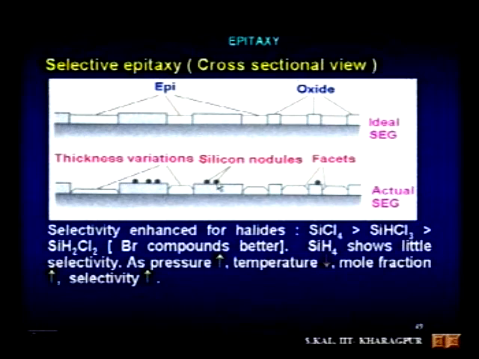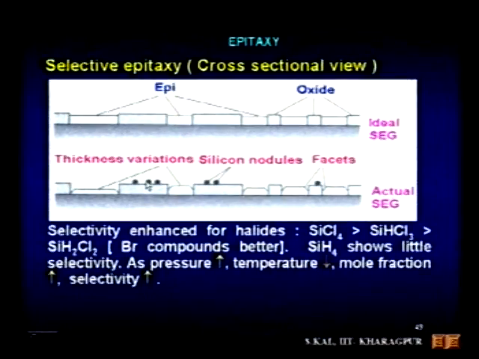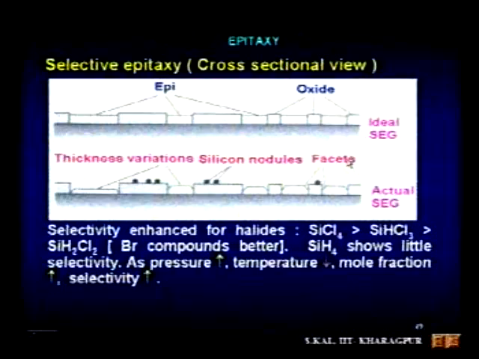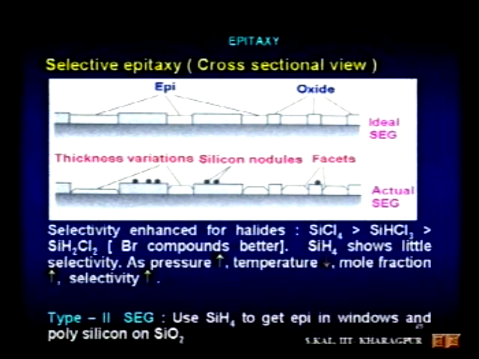Another problem is the formation of silicon nodules. You see nodules are formed; this is precipitate, coming from nucleation. That is another problem. Either by gas phase nucleation, some silicon nuclei will form, and that will precipitate on the oxide surface. These silicon nodules can be removed if the chlorine content is more. If the HCl percentage is more in the gas, then the HCl will etch these precipitates and it will be completely clean. That can be controlled by increasing the HCl concentration in the gas composition.